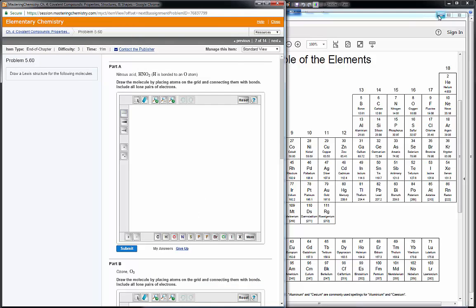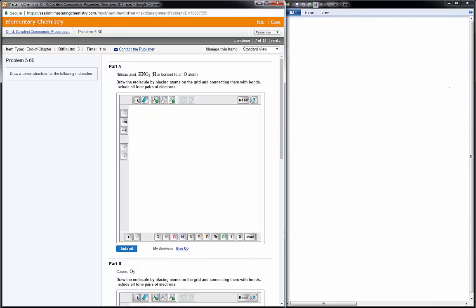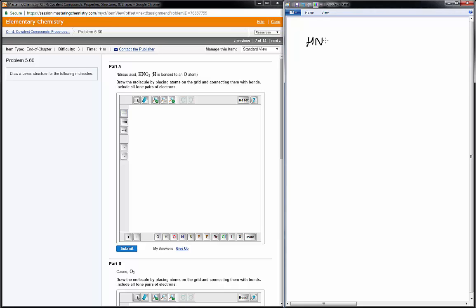Now they want us to draw Lewis dot structures. And in the first case, they give us HNO2. And they give us the hint that the H is bound to the O atom. They'd have to tell us that because we know that nitrogen's central. Otherwise, we would have put it on the nitrogen. So we have HNO2. And I like to start by counting up my valence electrons. I've got 1 from the hydrogen, 5 from the nitrogen, and 6 from each oxygen. And that gives me a total of 18 electrons.